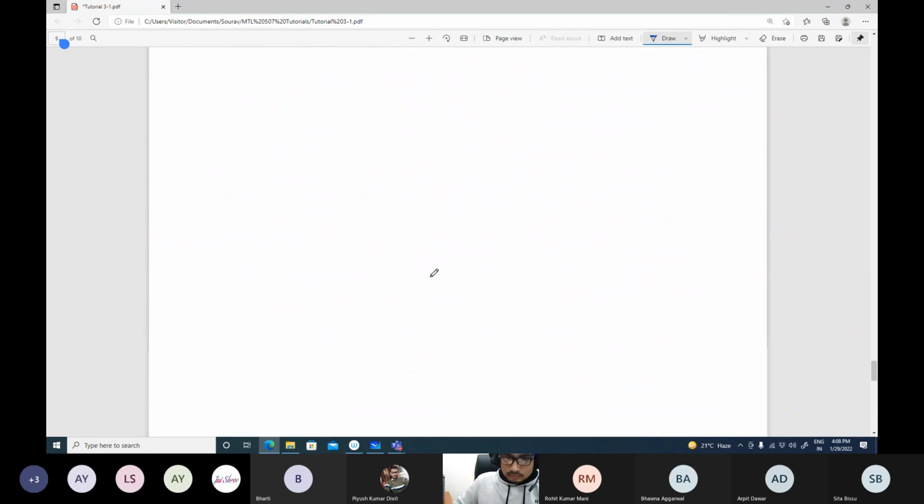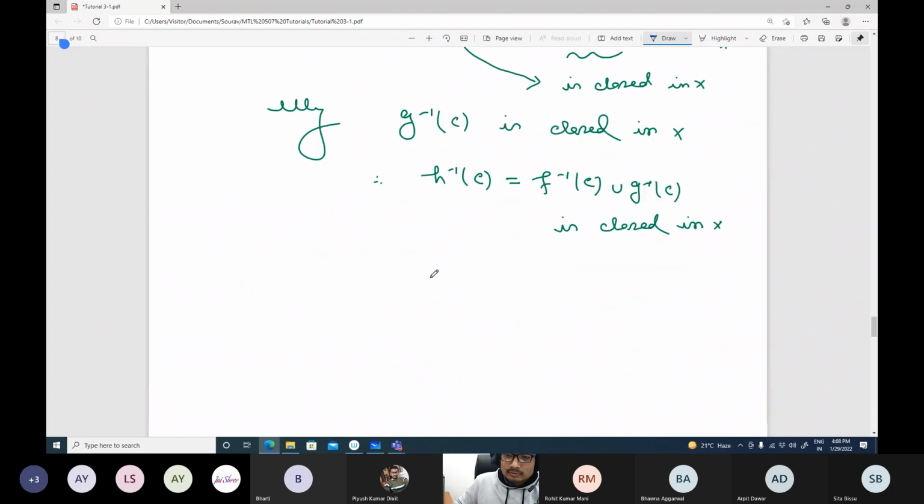Okay. So is there any problem? Yes. Quotient topology. Now let's come to quotient topology.